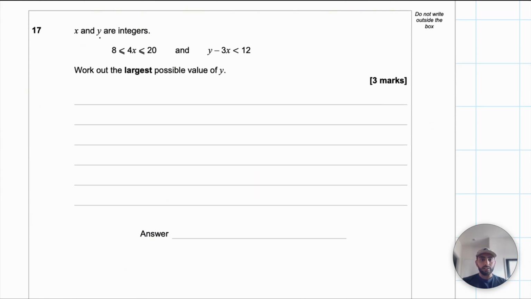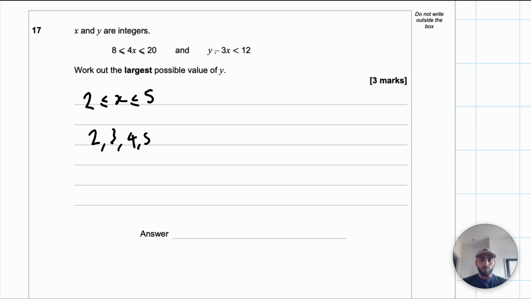Question 17. x and y are integers. This just means whole numbers. You're counting numbers 1, 2, 3, 4, 5, 6. Work out the largest possible value of y. Let's solve this one first. To solve this one, I can divide both sides by 4. So 2 is less than or equal to x, which is less than or equal to 20 divided by 4, which is 5. So the values of x could be 2, 3, 4, and 5.